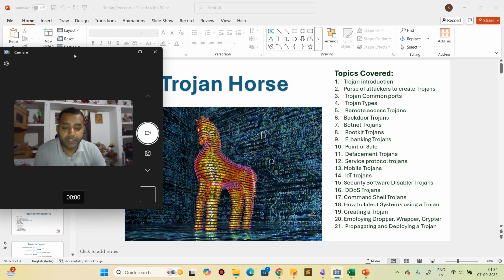Then we'll see employing dropper, wrapper, cryptor. These are the components of malware. I hope you are aware about it. Then propagating and deploying a Trojan. These all are the topics we'll cover in our videos for specific Trojans, right? If you have any questions, please let us know. Let me start it.